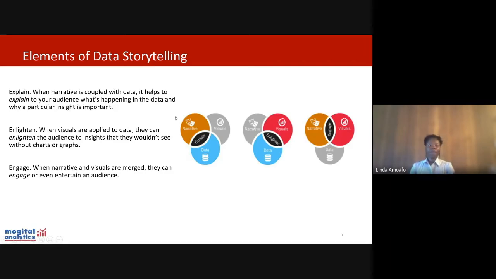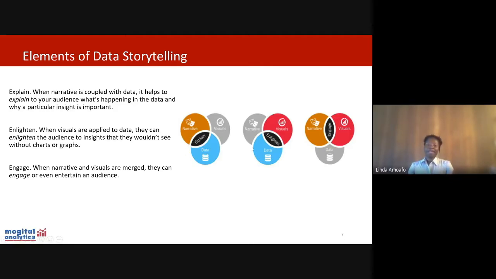Okay, so first, they help explain, they help enlighten, and they help engage your audience. So how do they help explain to your audience? This happens when you combine narrative and data. When you couple them together, it helps to explain to your audience what is happening in the data and why a particular insight is important.